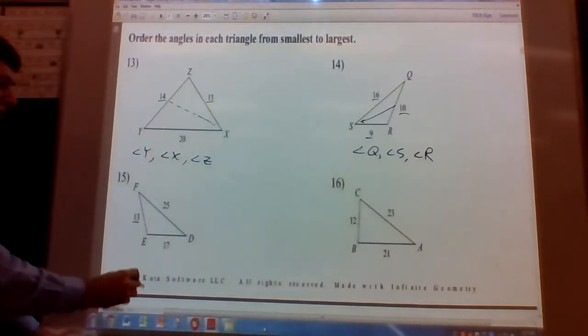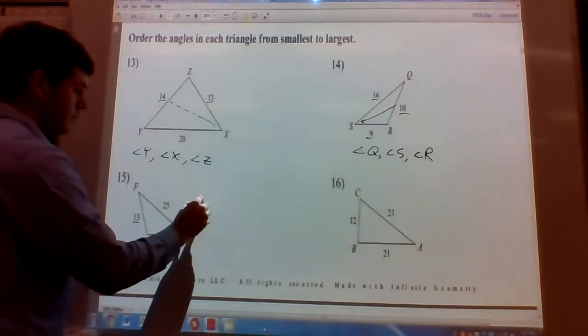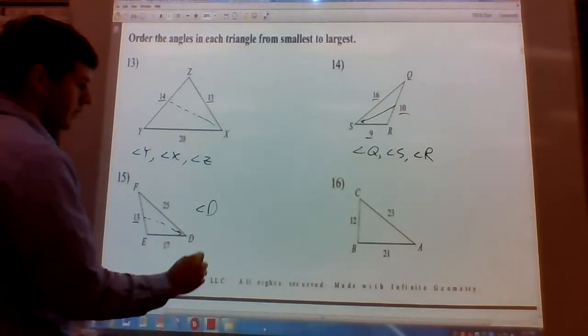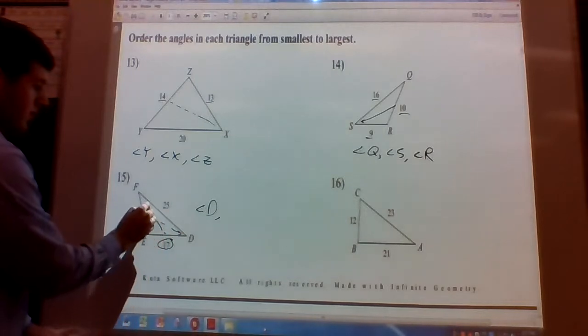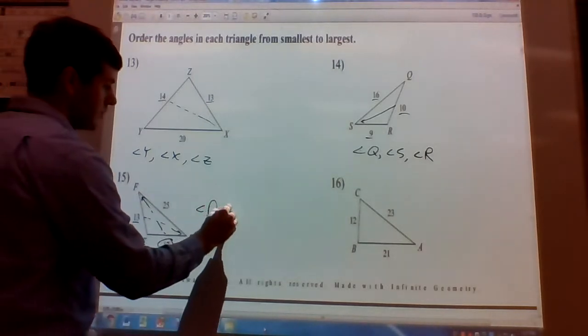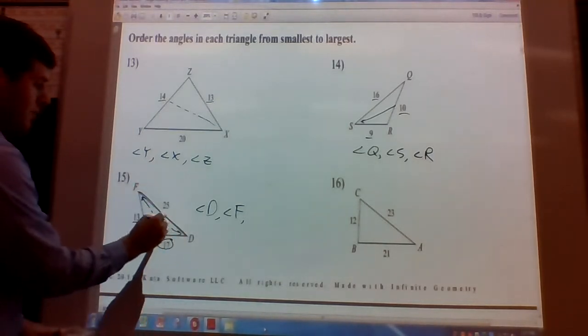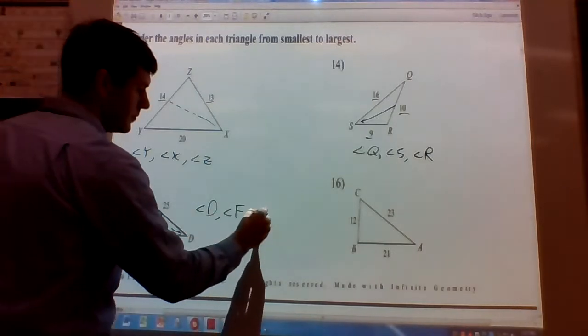15, 13 is our smallest number. It's our shortest side. So angle D across from our shortest side is our smallest angle. So angle D is our smallest angle. Then we have 17. Across from 17 is angle F. And then our largest side is 25, which is FD. And opposite side FD is angle E.